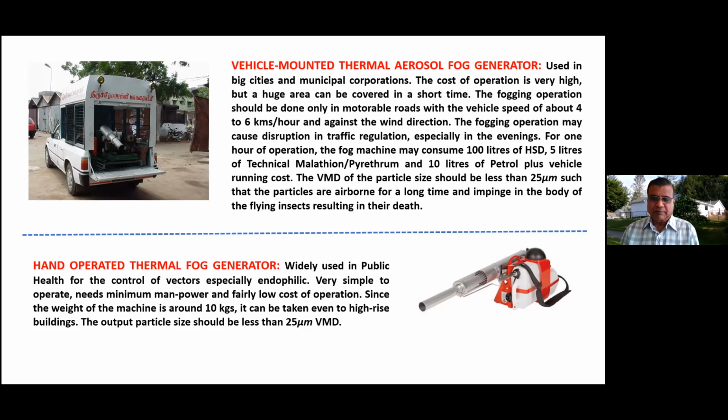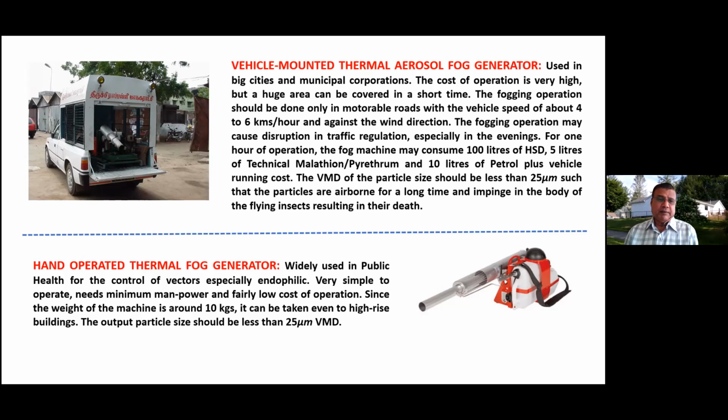Then the small one, very widely used and very easy to use, the hand-operated thermal fog generator. Widely used in public health for control of vectors, especially endophilic ones. So the vehicle-mounted fog machine cannot enter a house. They just go on the road. But this small machine, you can take into every house. So it is good for endophilic vectors, especially Aedes and Anopheles stephensi.